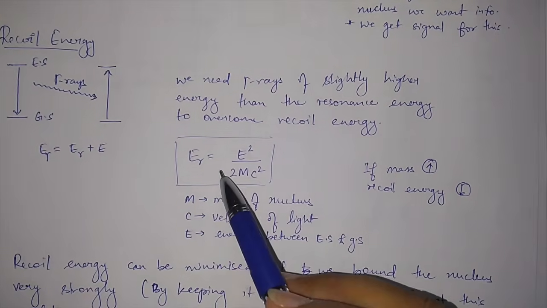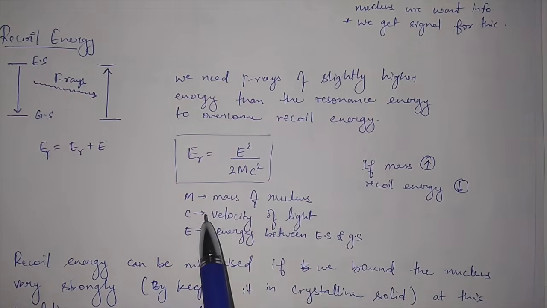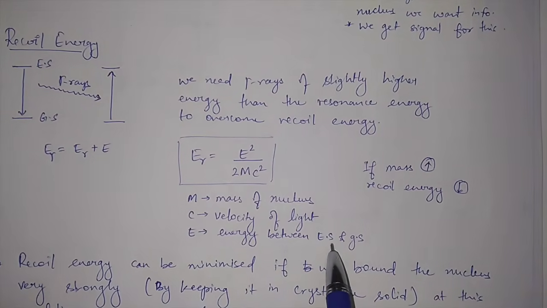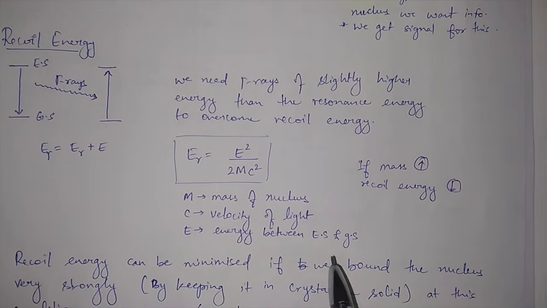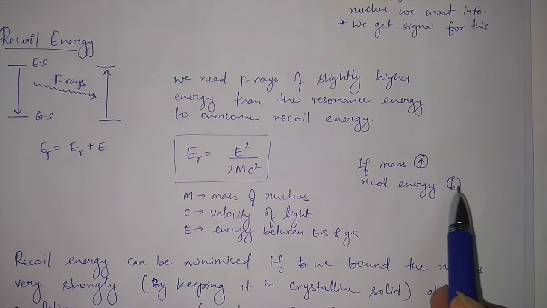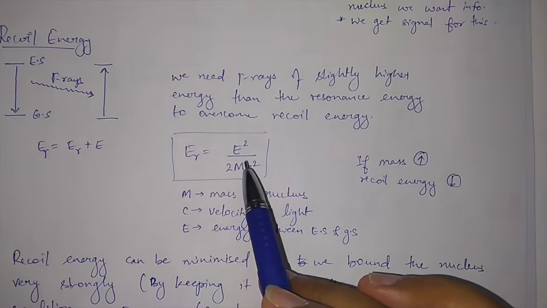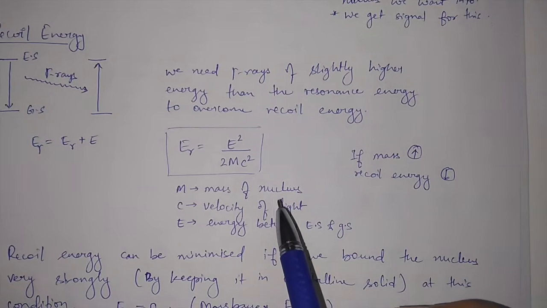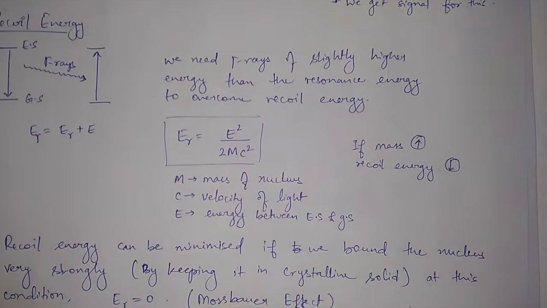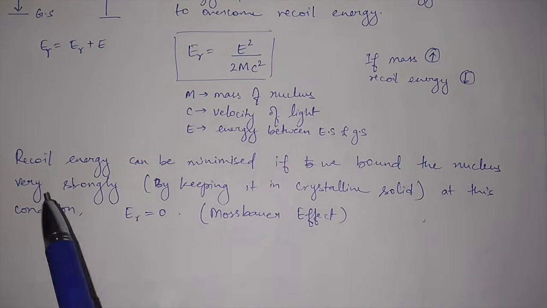Now the formula for this recoil energy is given by this, that is Er equals E squared upon 2mc squared, where m is the mass of the nucleus, c is the velocity of light, and E is the energy between the excited state and ground state. Now if the mass is higher, then the recoil energy will be less. So that's why we take a particular nucleus which is slightly higher in mass for Mossbauer spectroscopy, and that should be bound, like that should not move. So that's what this point suggests, that the recoil energy can be minimized if we bind the nucleus very strongly.